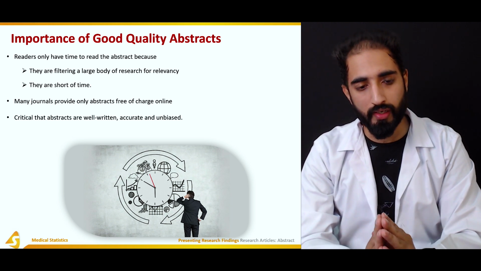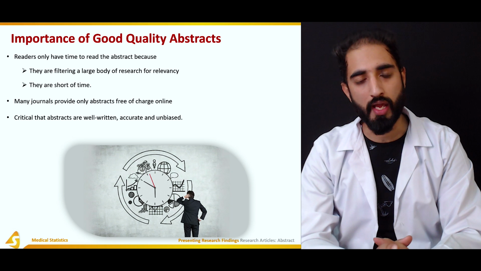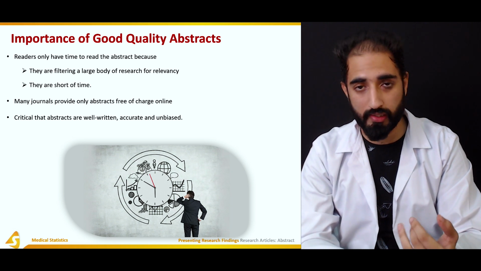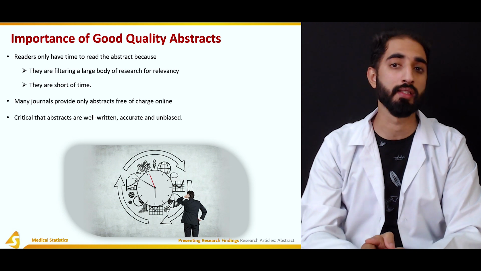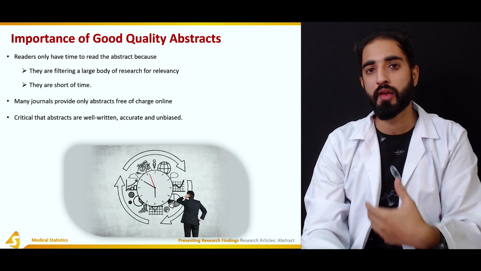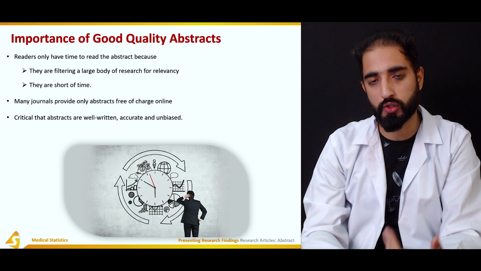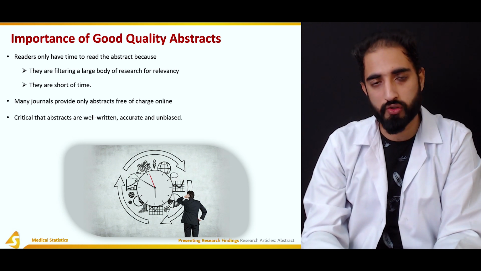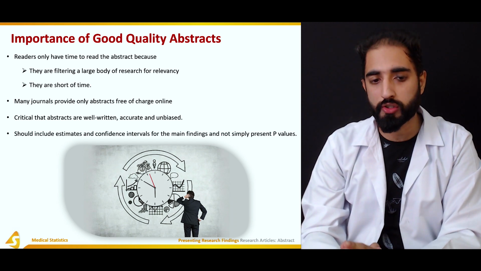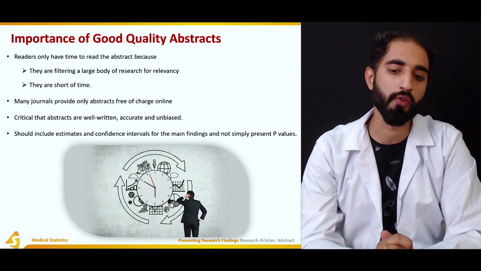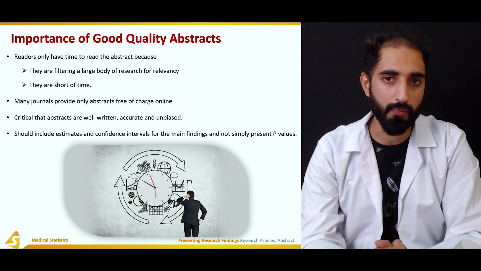Critical, it is very critical that abstracts are well written, accurate, and unbiased. So well written and accurate, that's one thing, but they should also be unbiased. They should not favor what you want to reflect. They should report what is actually there. And they should also include estimates and confidence intervals for the main findings and not simply the p-values.